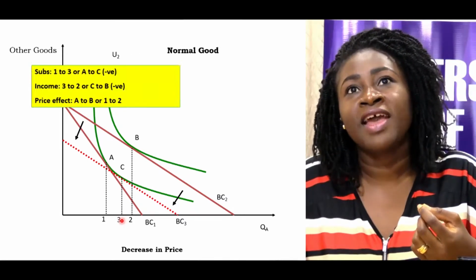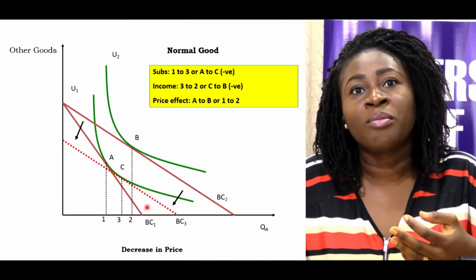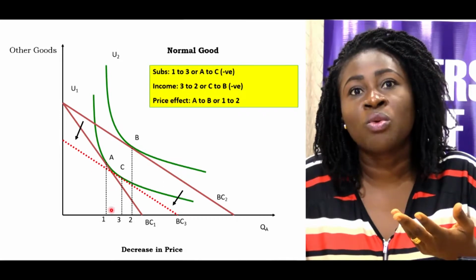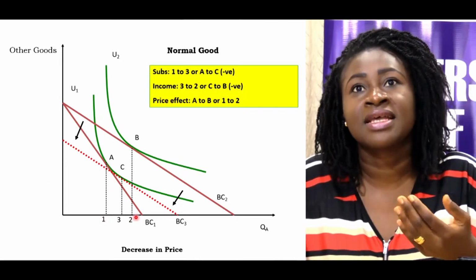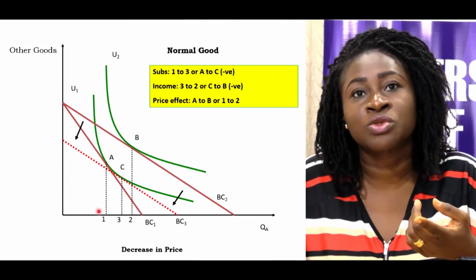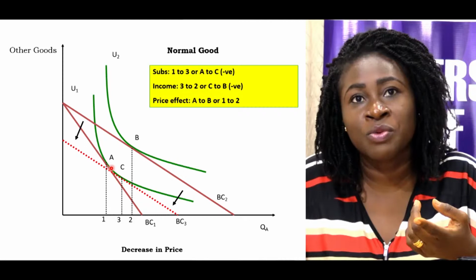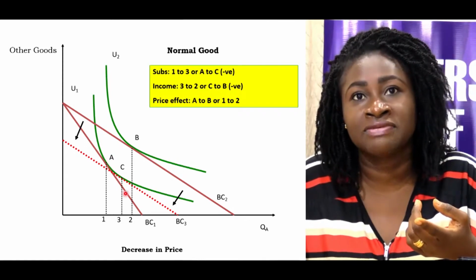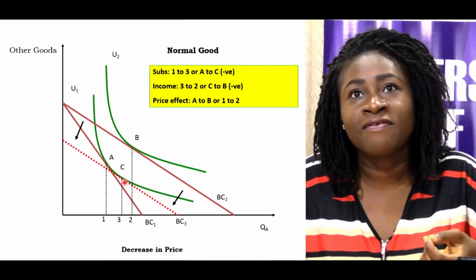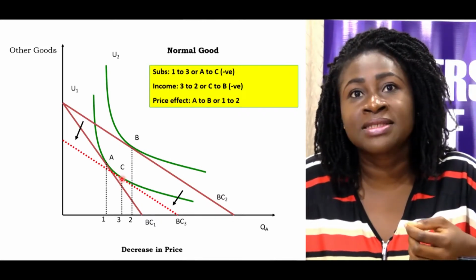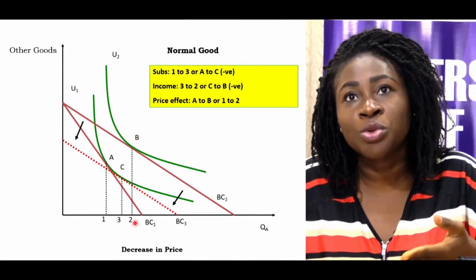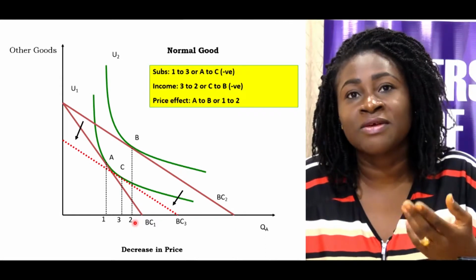So a movement from point A to B is your total effect, so 1 to 2 is your total effect. The substitution effect is a movement from A to C, which is 1 to 3. The consumer is substituting along the indifference curve because good A has become cheaper. Then the income effect is a movement from C to B. Now they can buy more. So 3 to 2 is the income effect of the price change.